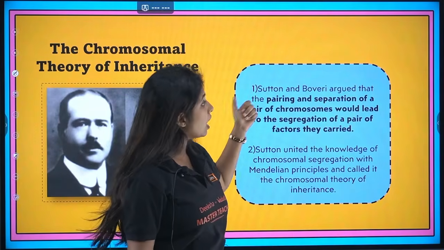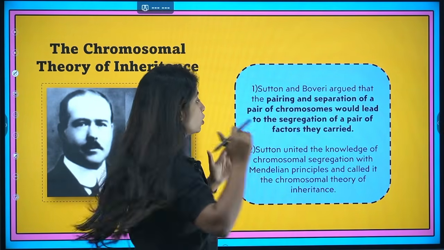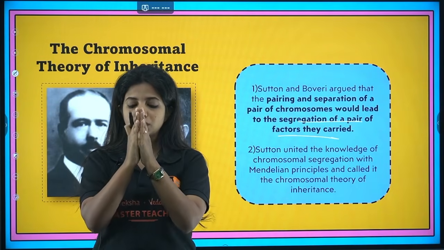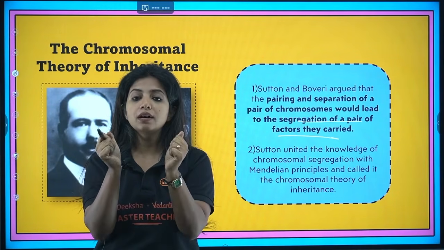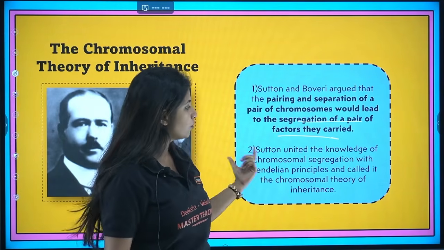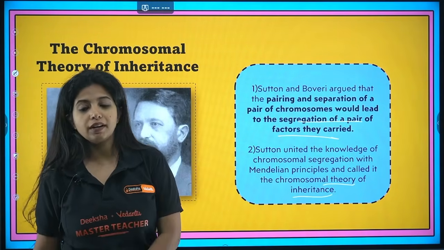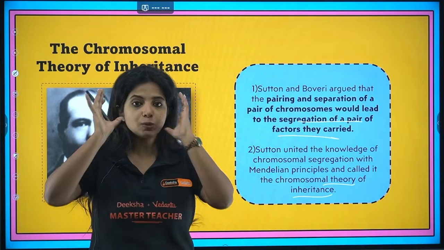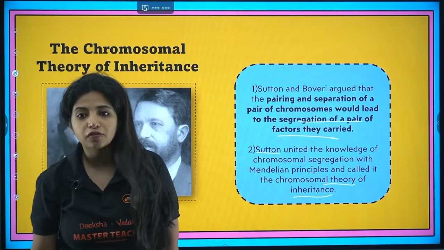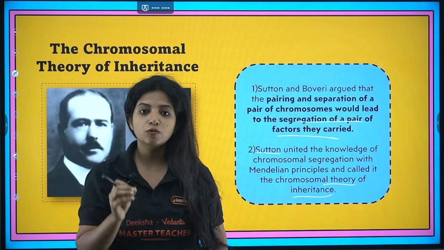In the chromosomal theory of inheritance, Sutton and Boveri argued that pairing and separation of a pair of chromosomes would also lead to segregation of the pair of factors that they carried. So whenever a chromosome is being segregated, obviously it will also lead to the segregation of the factors that they are carrying. So Sutton united the knowledge of chromosomal segregation with Mendelian principles and called this the chromosomal theory of inheritance. Even though we say that the chromosomal theory of inheritance was given by Sutton and Boveri, in your NCERT one line is given: Sutton united the knowledge of chromosomal segregation with Mendelian principles and came up with the chromosomal theory of inheritance.